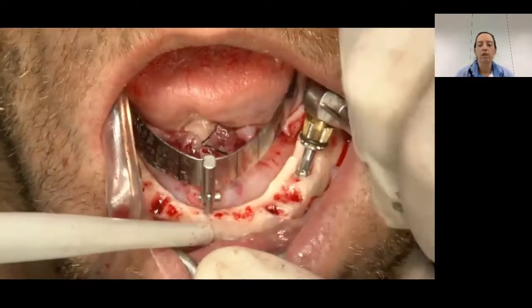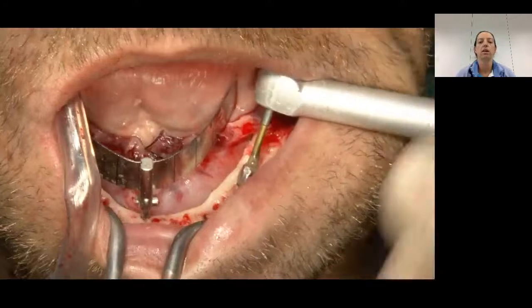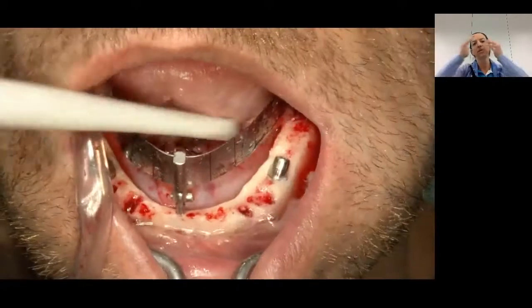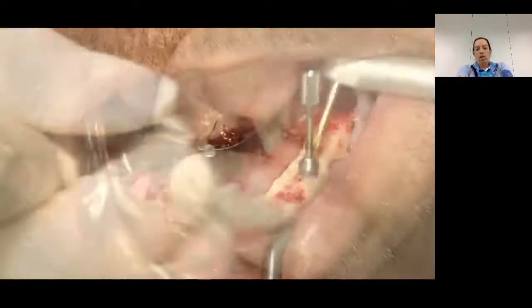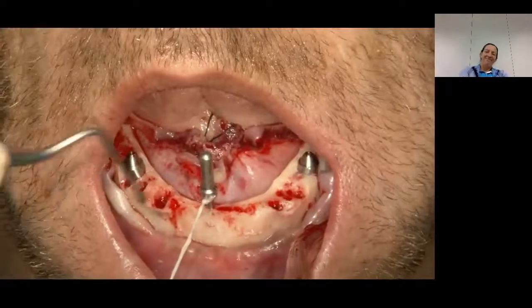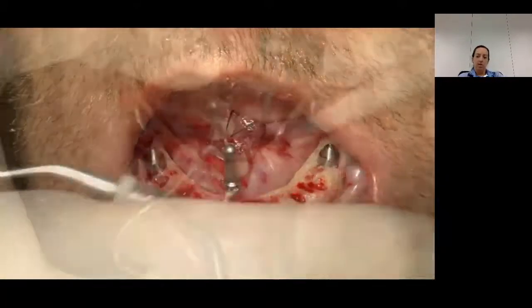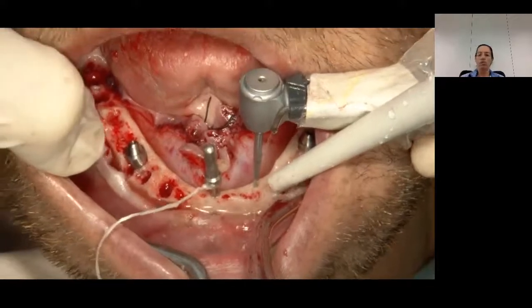So it blocked with 50, just a little bit by hand, again the bone mill, so you can see it's always the same protocol. After having placed the ones in the back, then we go to the ones in the front.